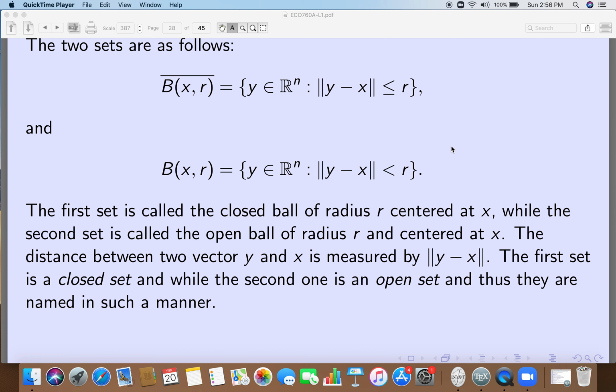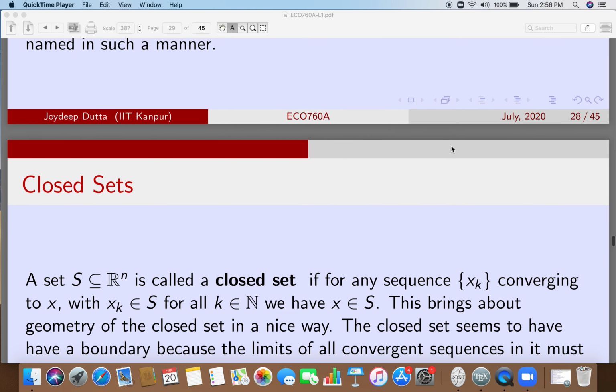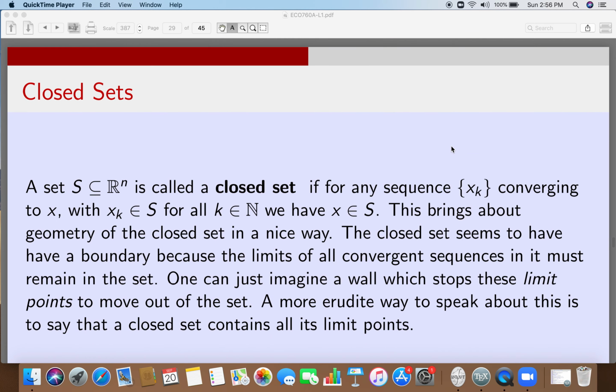So we will reverse the standard way analysis is done in most courses. We will first talk about closed sets and then go to open sets. So what is a closed set? A set S is called closed if I take any sequence x_k in that set which converges to x, then x must also be in S.